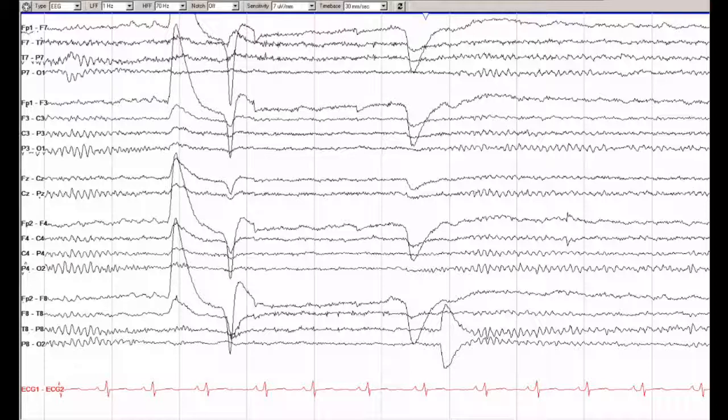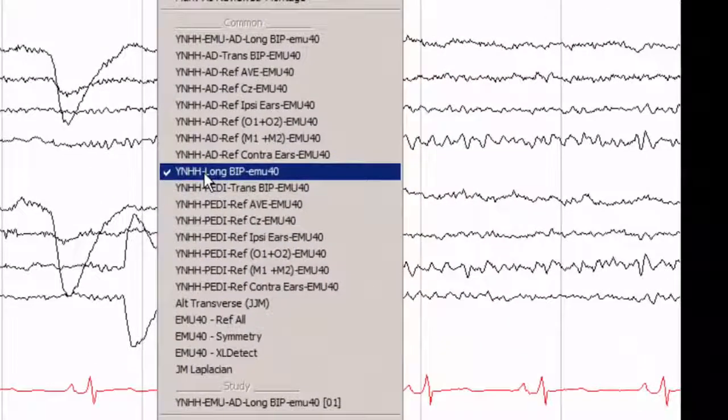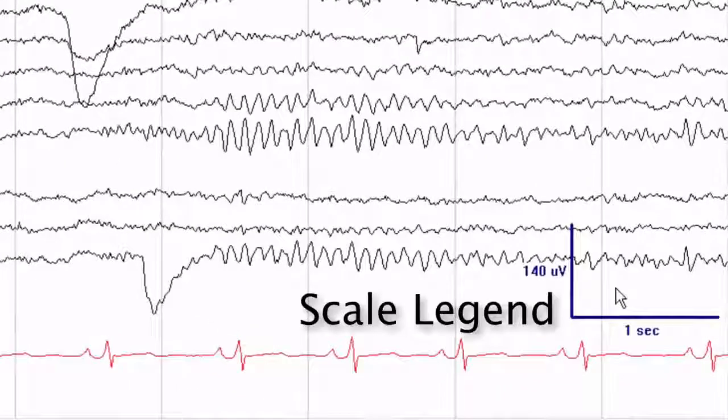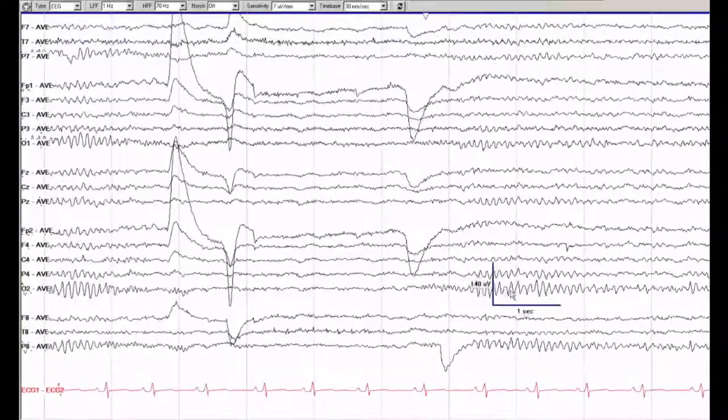However, in general, the amplitude seen on a referential montage gives a much better sense of the absolute amplitude in any particular head region in comparison to the amplitude on a bipolar montage, when we are looking at the differences between adjacent electrodes. Therefore, on this EEG, we will switch to the average reference montage and review the amplitude of the alpha rhythm using this montage. As well as switching the montage, I have also inserted a scale legend, which we will use to estimate the amplitude of the alpha rhythm.